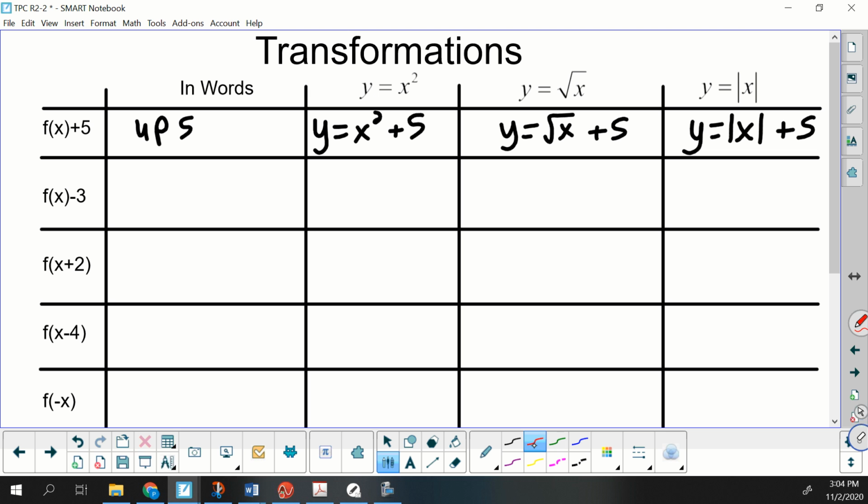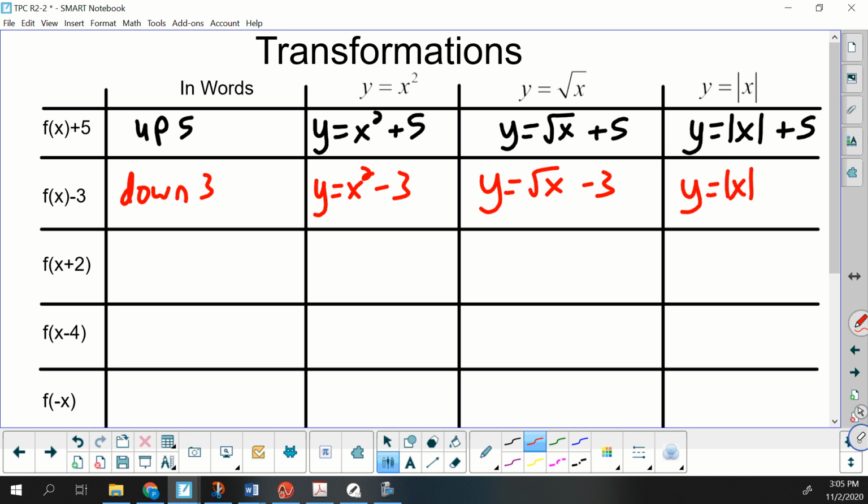Well, minus 3 on the end, that's causing the graph to go down 3. And what that function notation is saying is take your function and just tack a minus 3 on the end. So for the x squared, we'll have y equals x squared with a minus 3 on the end. For the square root of x, we'll have y equals square root of x and tack the minus 3 on the end. And likewise for the absolute value, we'll have absolute value and tack the minus 3 on the end.